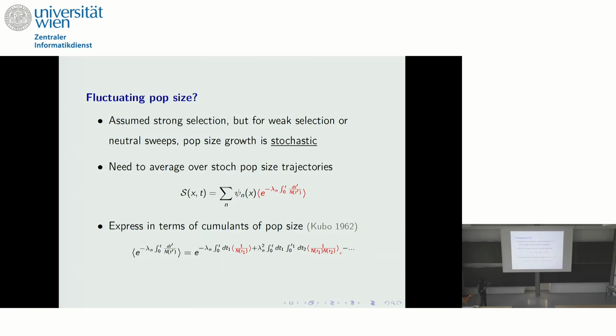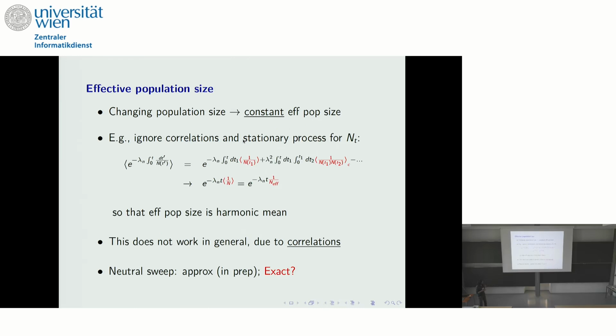But one way which I like is that we can express this in terms of the cumulants of the stochastically changing population size. So we have the mean of the inverse population size, the 2-point function, the 3-point function. I mean, there's a whole infinite hierarchy here. And this is useful for the following reason, which I'll explain. But because effective population size is mentioned, I will just take 1 minute to explain that.